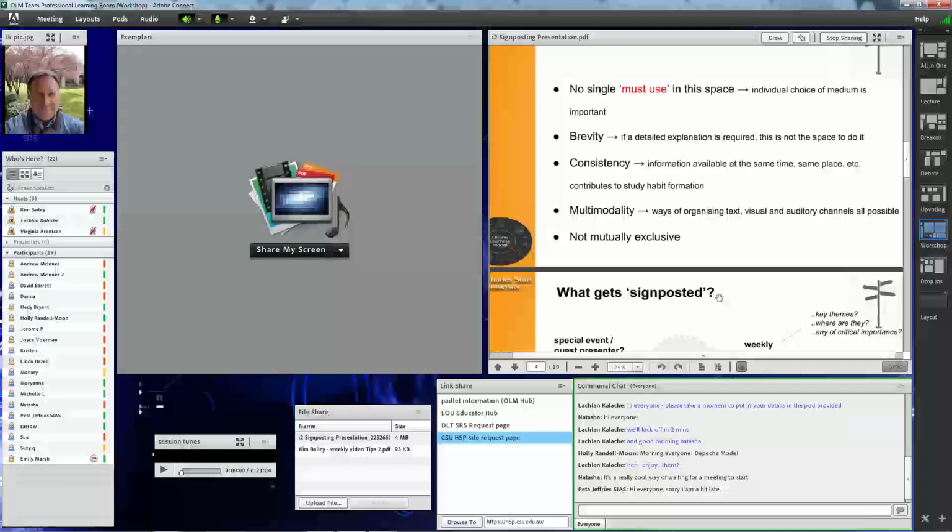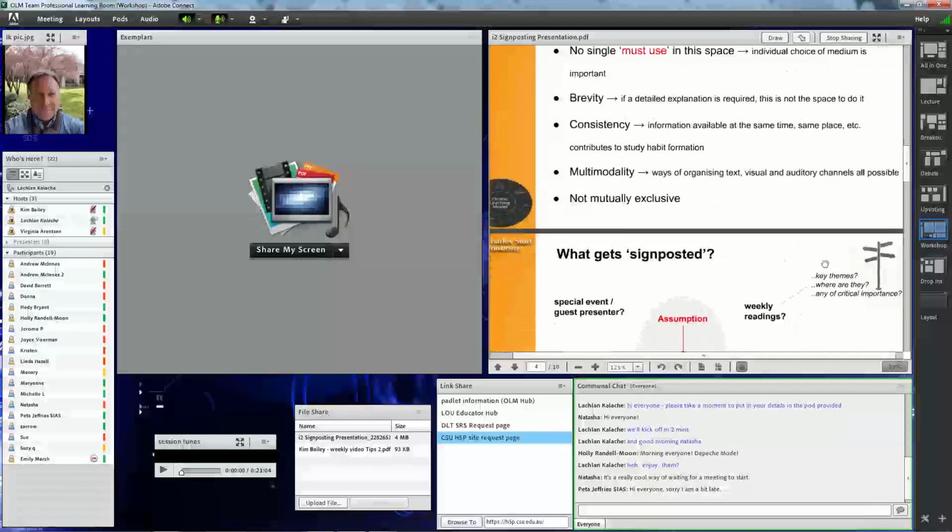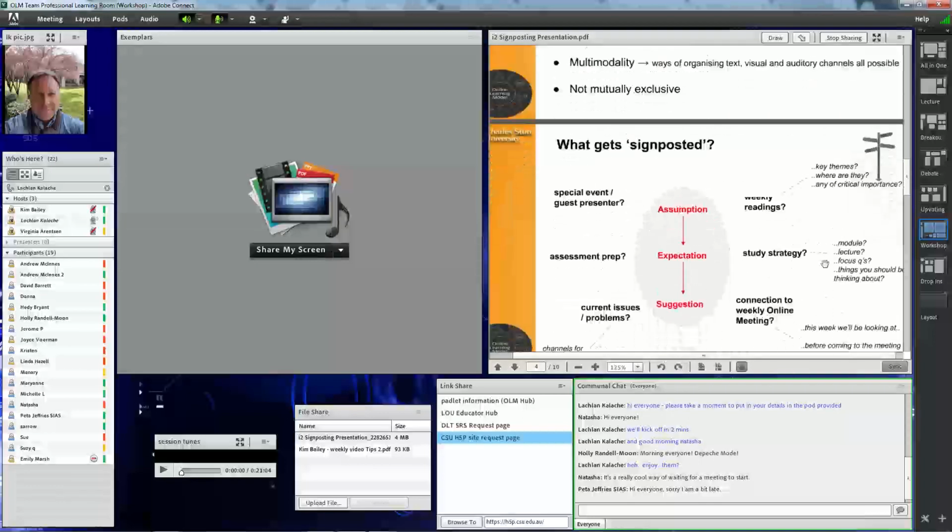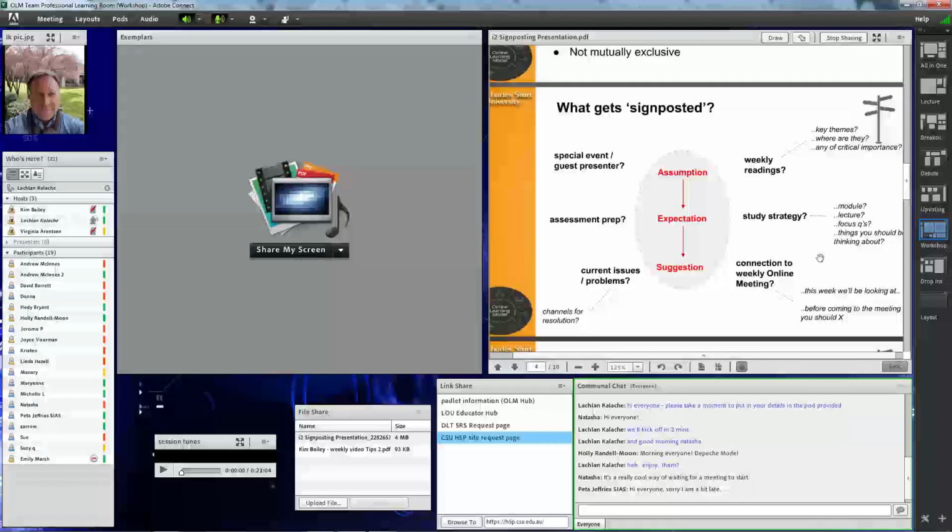Okay, what types of content get signposted? We've got some suggestions organised here. You see they're built around that central notion of moving from assumption into what we expect students to do, into the things that we might suggest to help meet the above. So you may have guest presenters coming, you might have a special event on.